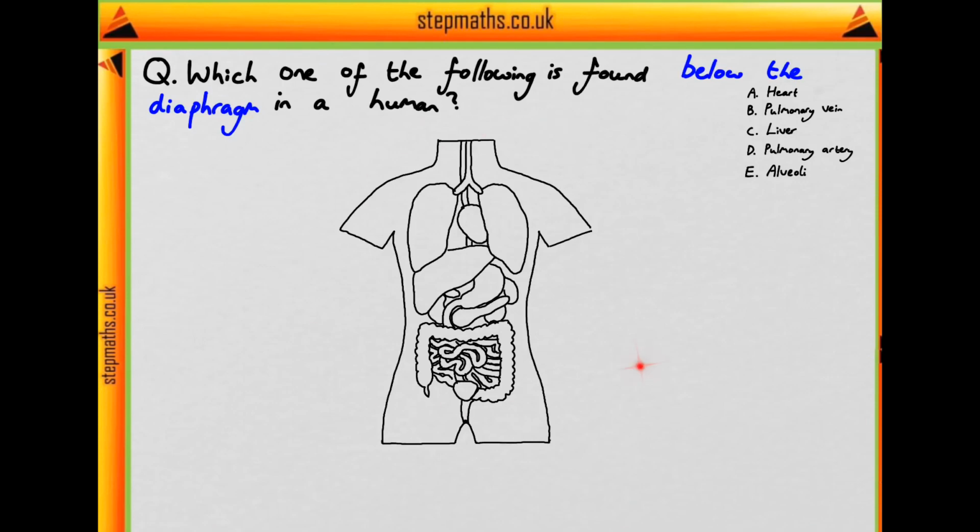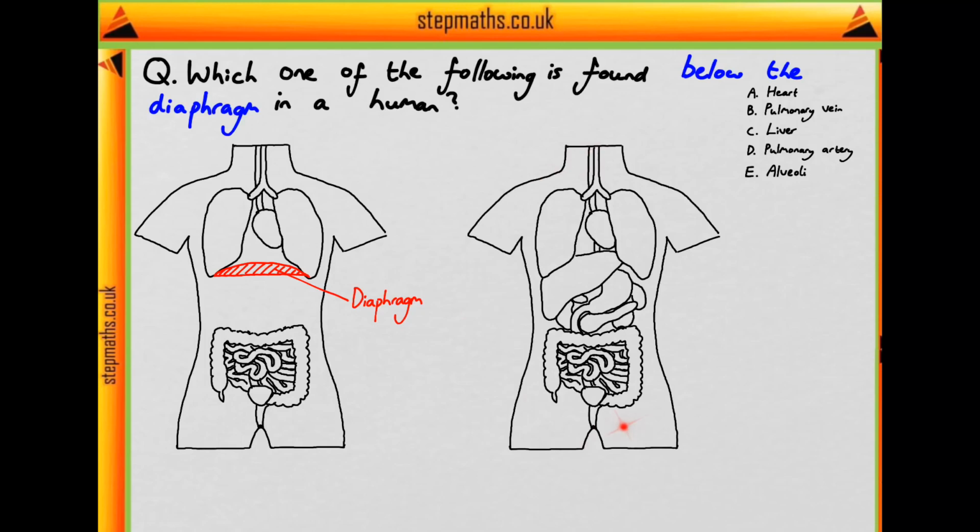So below I've got a rough diagram of a human showing their internal organs, and first things first we should show on here where the diaphragm is. So where here is the diaphragm? We couldn't actually see the diaphragm in the diagram before, but this is the diaphragm here in red, and it's just at the base of the two lungs. The diaphragm is a dome-shaped sheet of muscle.